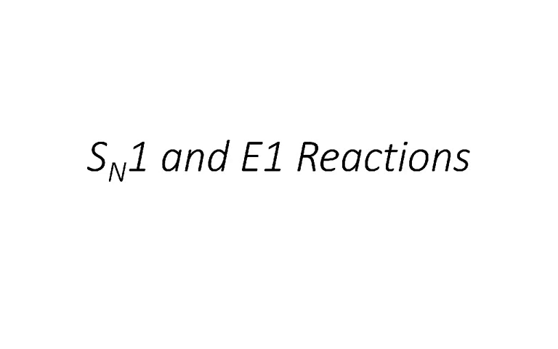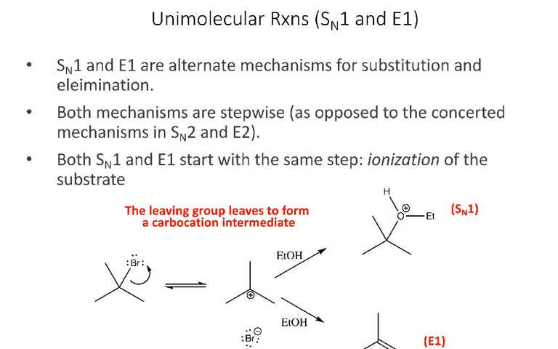So we've previously looked at SN2 and E2 reactions. Now it's time to turn our attention to SN1 and E1 reactions. SN1 and E1 are alternate mechanisms for the substitution and elimination that we saw with SN2 and E2 reactions.